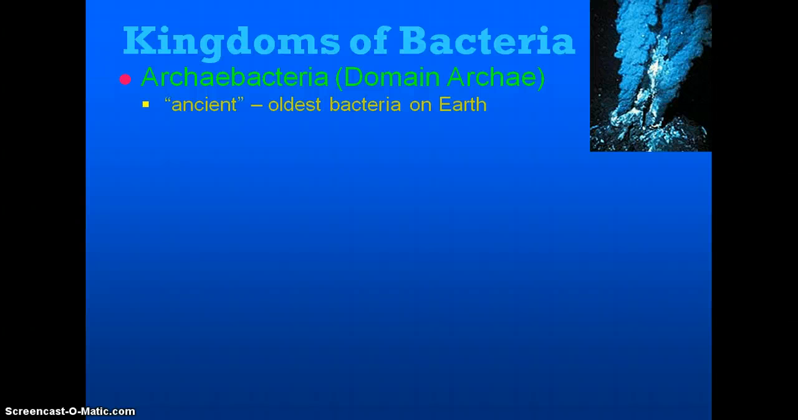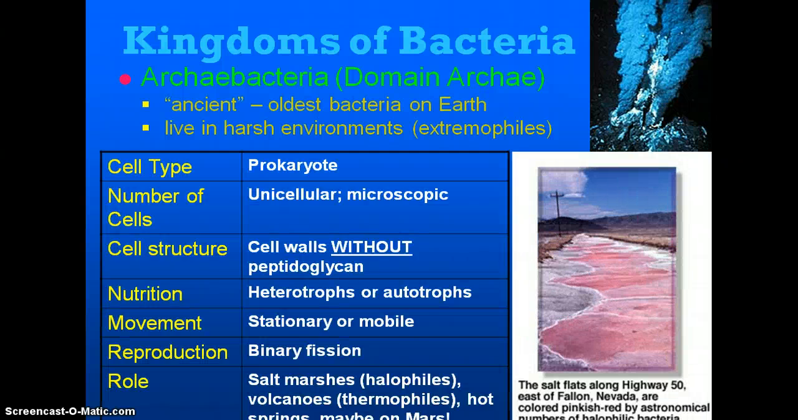These are the ancient bacteria, or the oldest bacteria on Earth. They live in extremely harsh environments, so they're going to be called extremophiles, which is why they would have survived on Earth first, because it was a very extreme environment. Alright, so Archaebacteria, definitely all prokaryotic. They are unicellular. They have cell walls that do not have peptidoglycan. So that is going to be the big difference between Archaebacteria and Eubacteria.